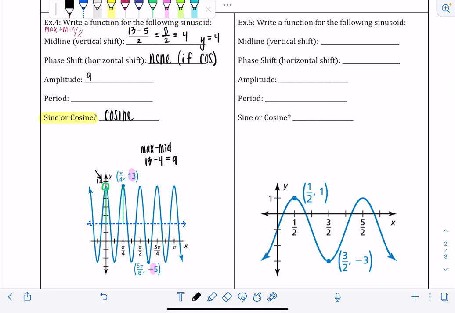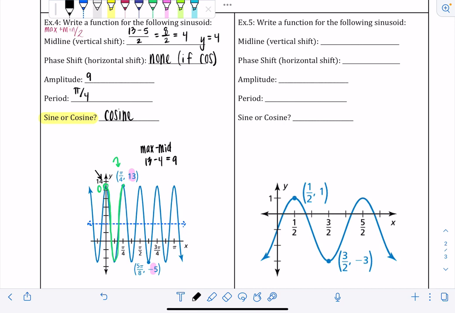And then for the period, we have to look at how long it takes to repeat itself one time. So if I'm saying this is my starting point, and you can pick a different starting point, that's fine, it goes down and then it comes back up right here. So this is from 0 to pi over 4. So the period would be pi over 4.